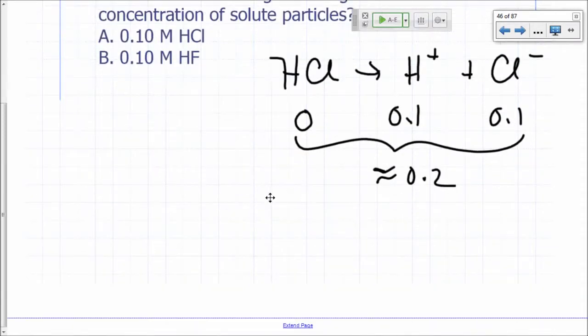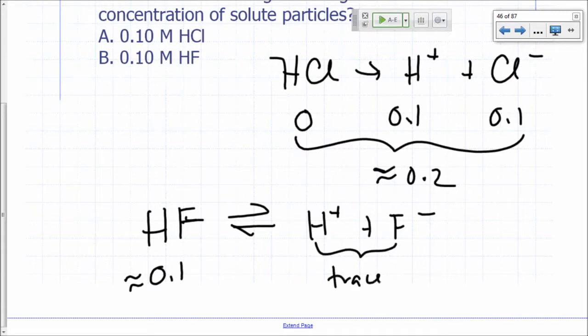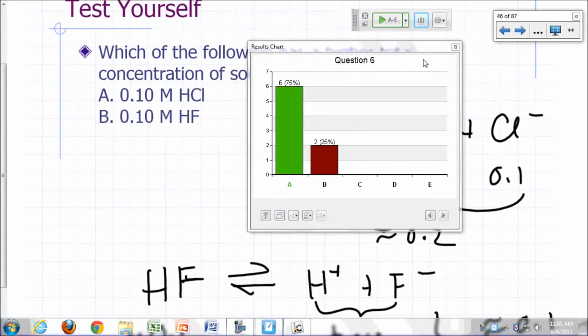What about HF? HF also ionizes in water, but it is a weak acid. So if I have 0.1 molar of HF, it's a weak acid. So what would be my concentration? This will be approximately 0.1. And what would these amounts be? Trace amounts, small amounts. So what would be the total concentration of solute particles here? It's approximately 0.1. Okay, so the correct answer then is HCl would have a higher concentration of solute particles.